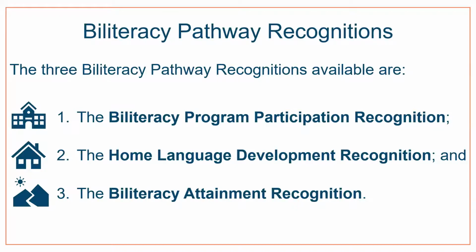The Biliteracy Attainment Recognition is available to students at the end of elementary school. The grade level depends on the program model, usually either grade 5 or 6, and the end of middle school. Again, the grade level depends on the program model, usually grade 8. This recognition is based on proficiency and is awarded to students who meet specific proficiency criteria in English and 1 or more languages in addition to English. This recognition is aligned with the State Seal of Biliteracy requirements and is an indication that if a student continues on this path in high school, they will be prepared to meet the requirements to earn the State Seal of Biliteracy. In the next section, I will go over the criteria for each of these recognitions.